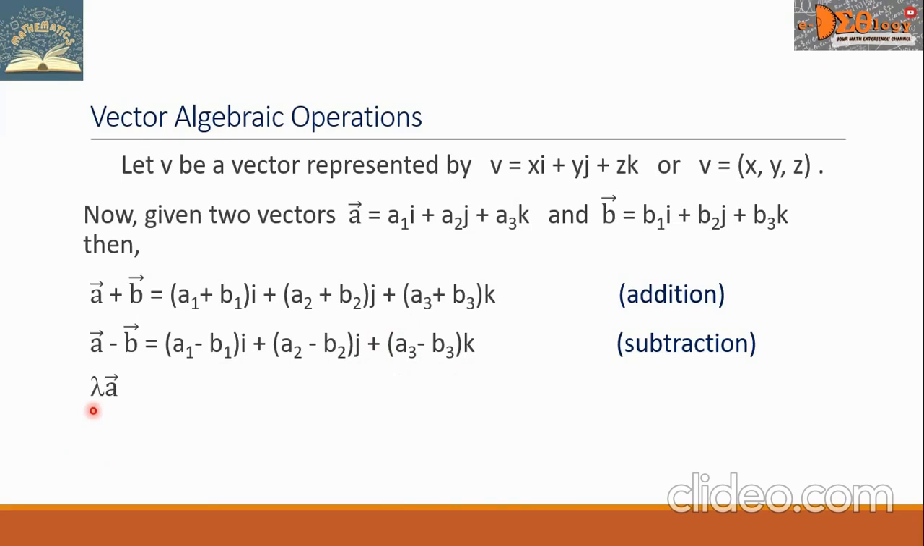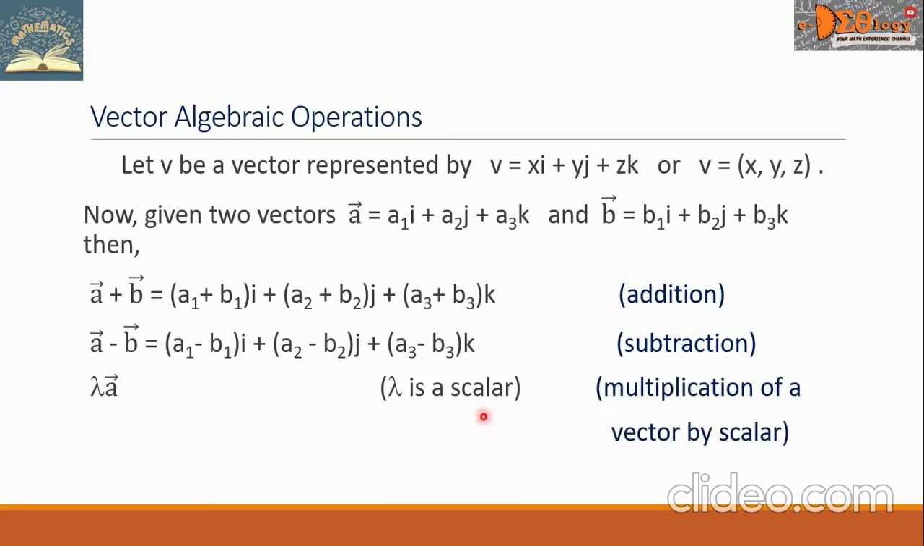Now let's have lambda times vector A. Lambda here is a scalar. In this case, the operation is multiplication of a vector by a scalar. So this is equal to lambda a sub 1 i plus lambda a sub 2 j plus lambda a sub 3 k.